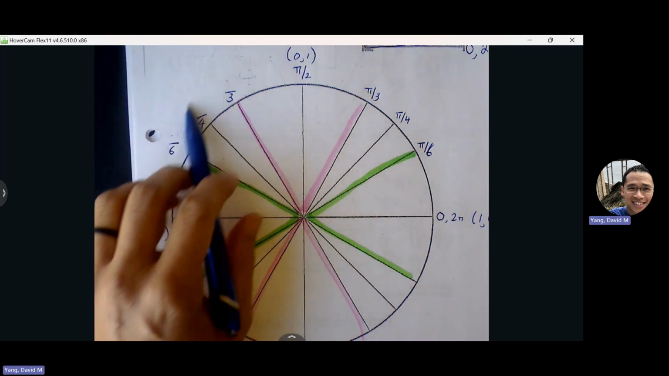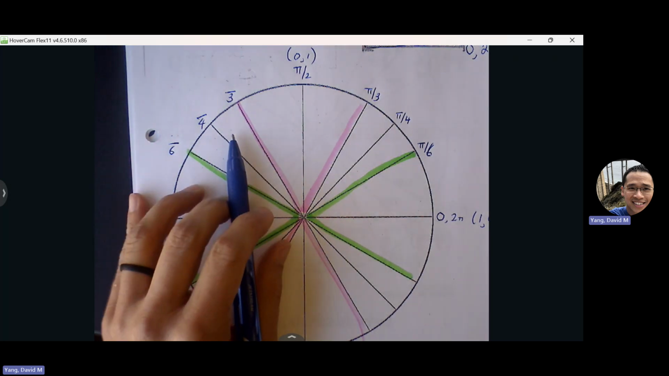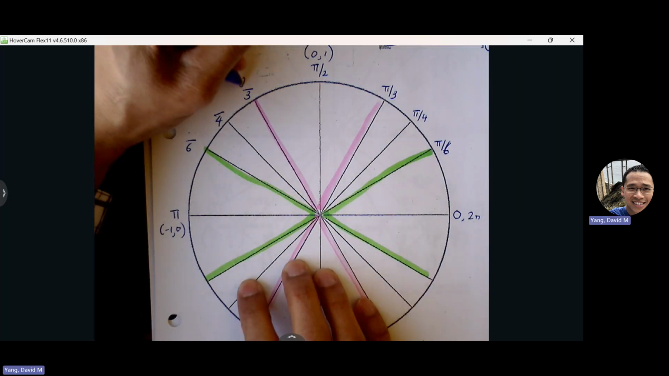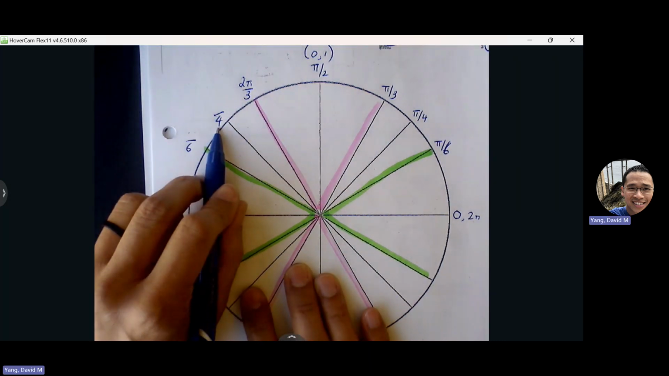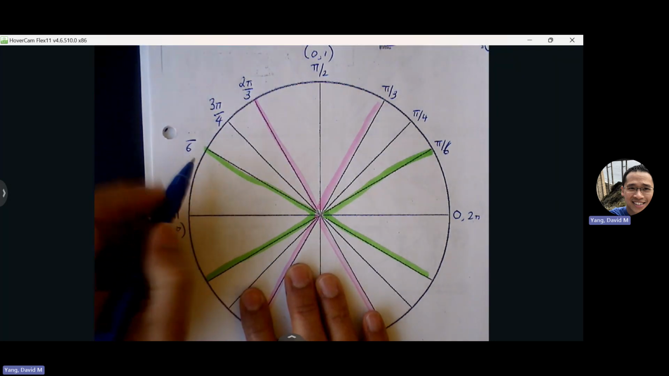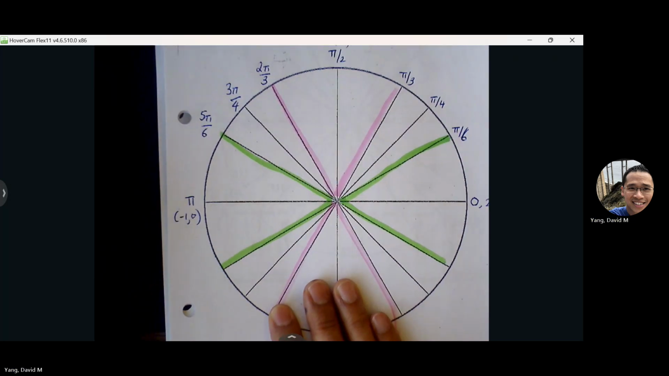So the nice thing about the patterns of the numerators is that in the second quadrant, everything is going to be 1 less than their denominator. So what's 1 less than 3? 2. So 2 pi over 3. What's 1 less than 4? 3. What's 1 less than 6? 5 pi over 6. Okay.